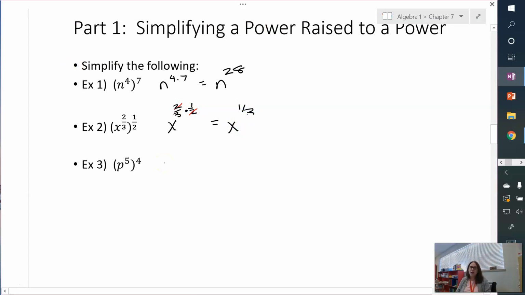Here's our last one. Try this one on your own. Do p to the 5th to the 4th. Did you multiply your exponents together? If you did, you should get p to the 20th.